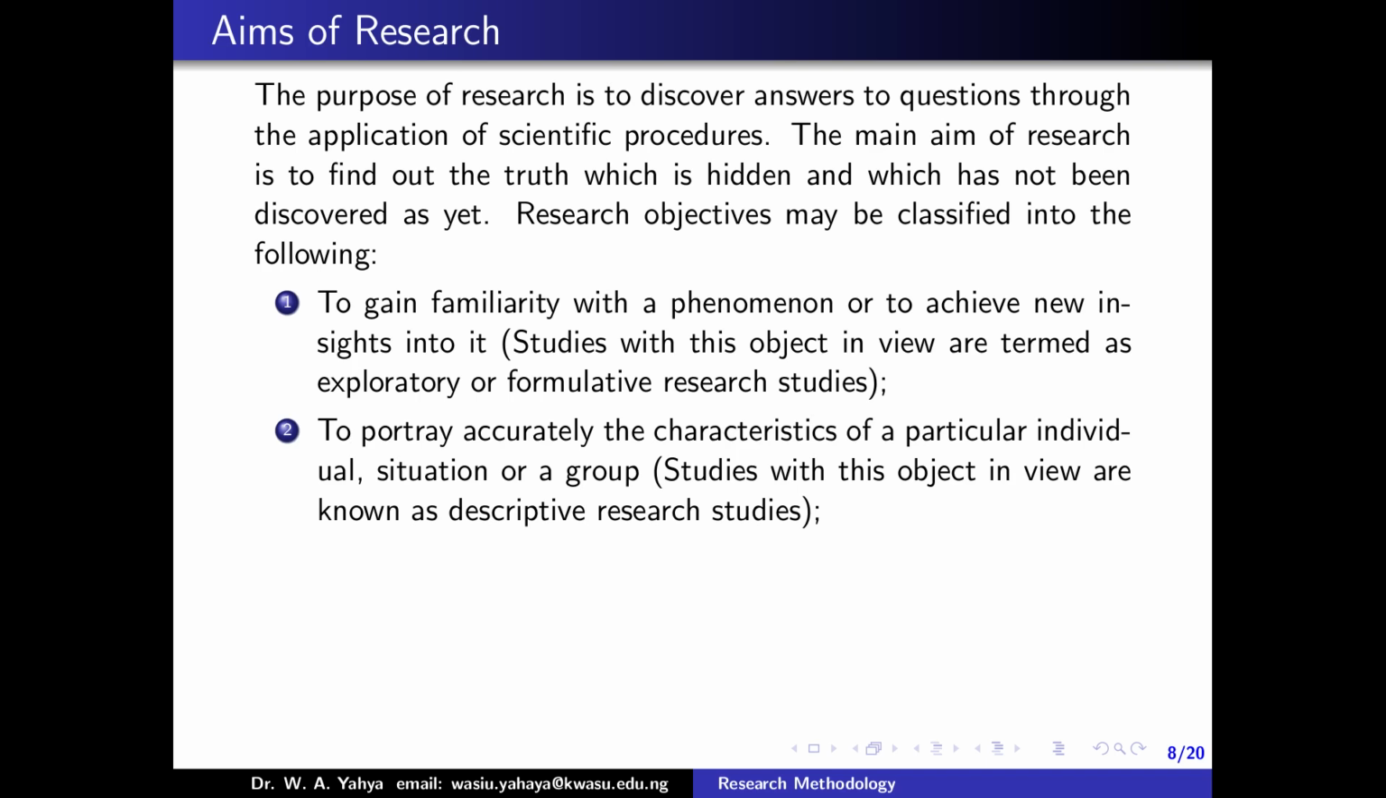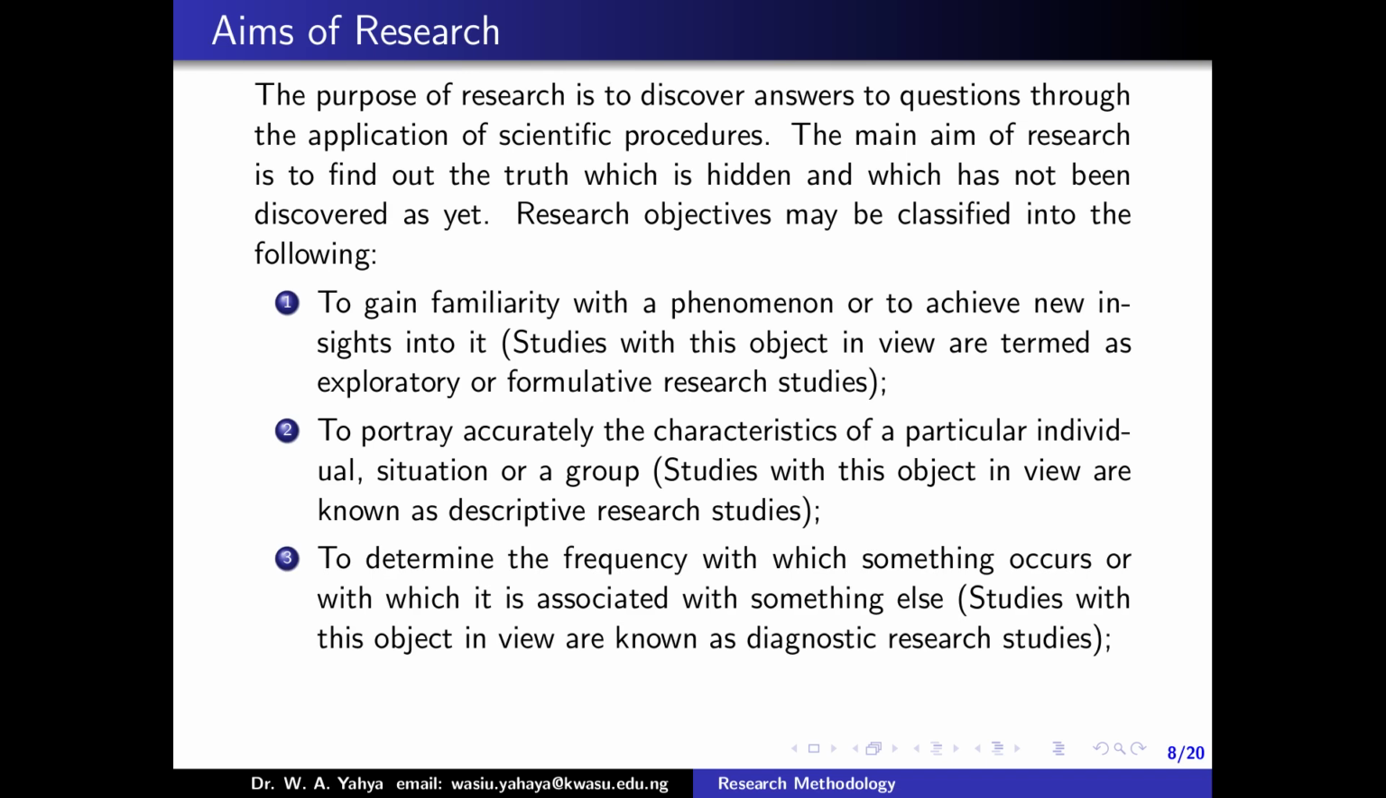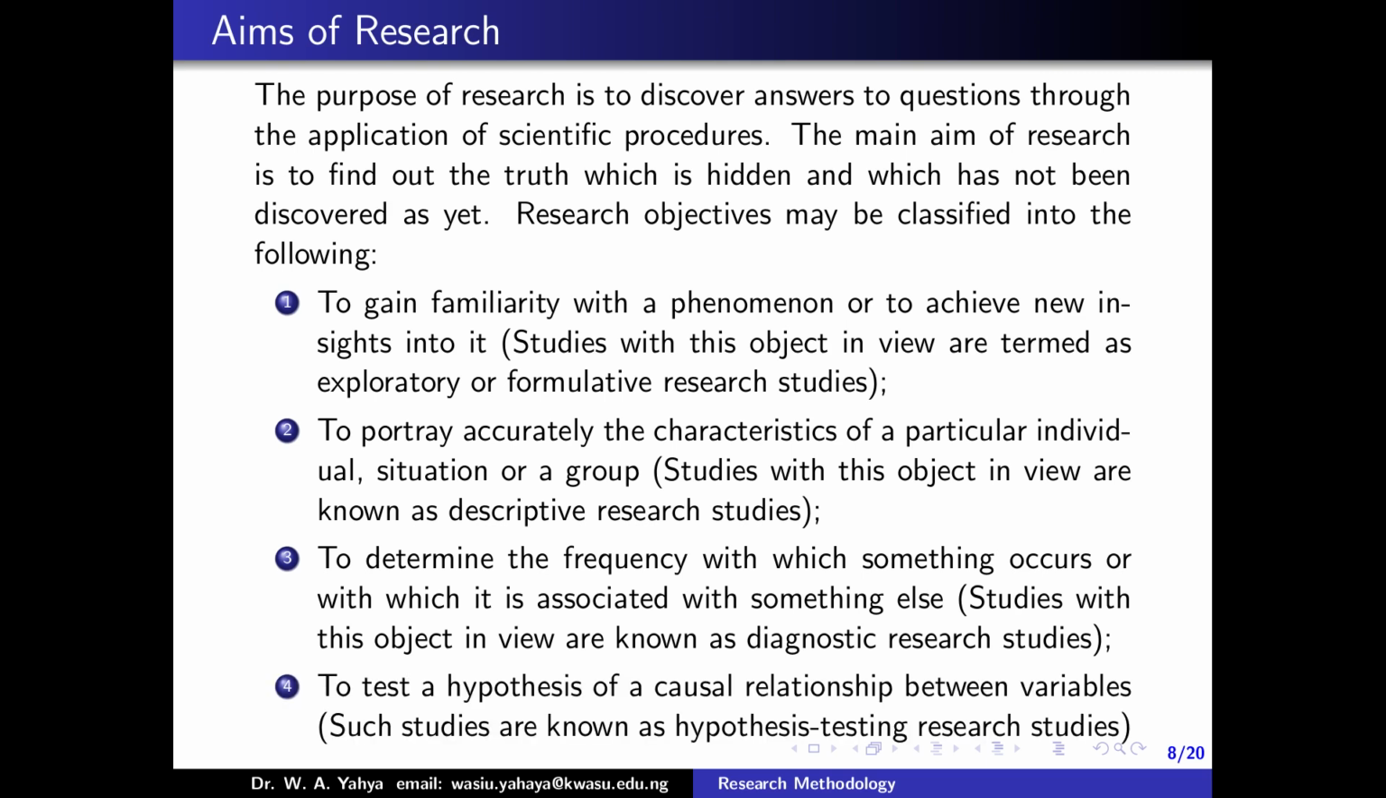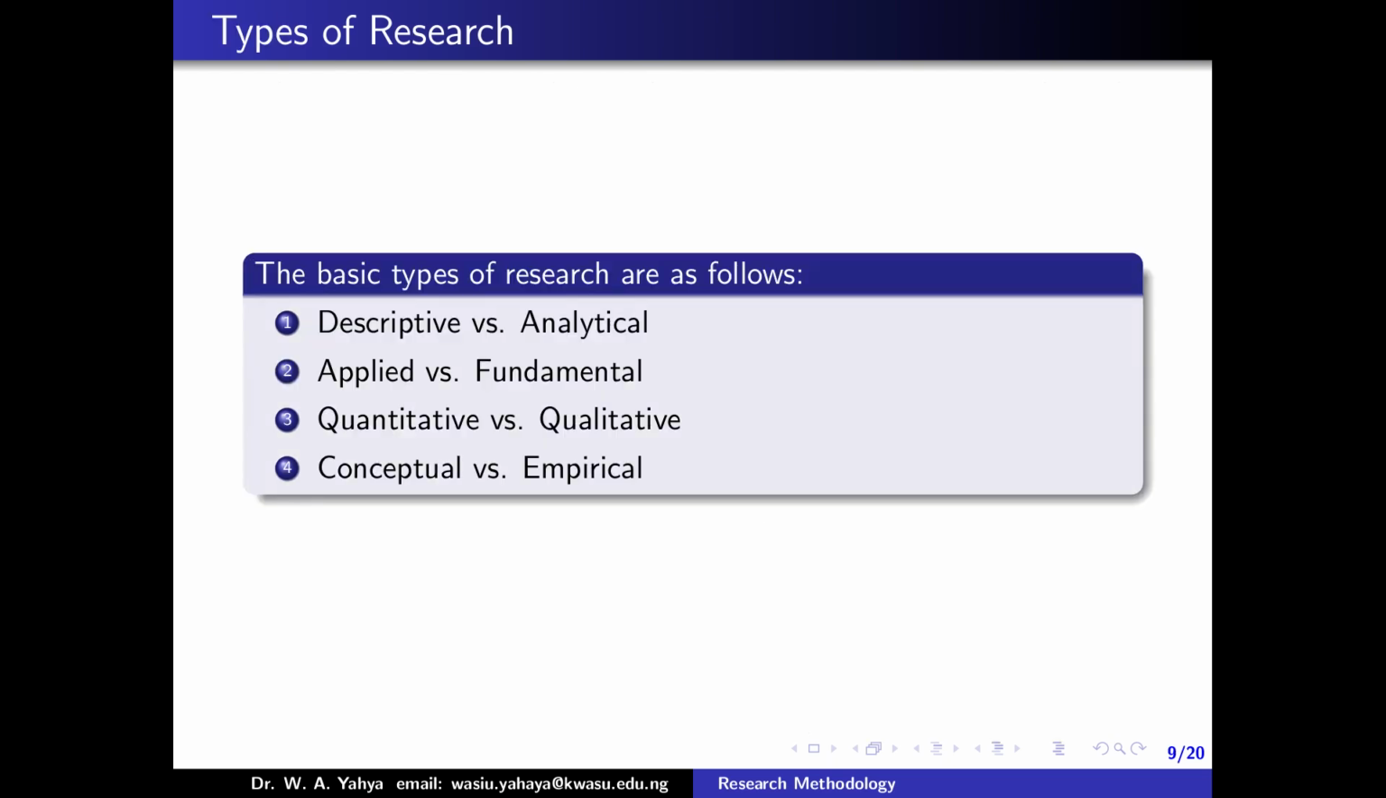Then another purpose of research is to portray accurately the characteristics of a particular individual, situation, or a group. Another purpose is to determine the frequency with which something occurs, or with which it is associated with something else. For example, you may want to determine what are the months of the year that will have high amount of rainfall, what are the months of the year that will have high amount of sunlight, and so on and so forth. Then to test the hypothesis of a causal relationship between variables. So this is another objective of research.